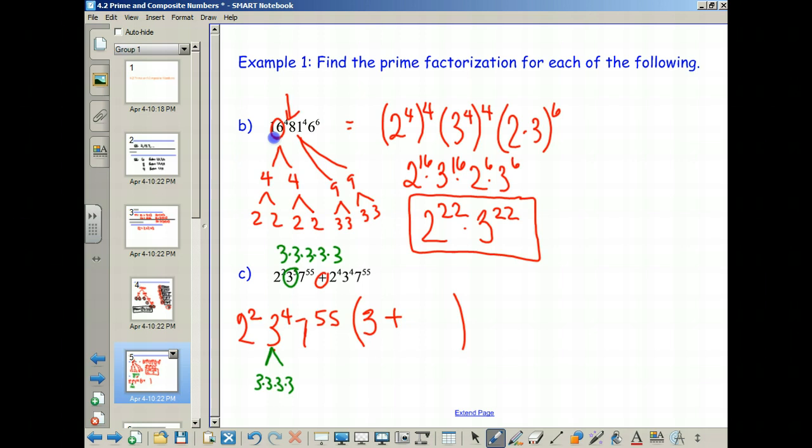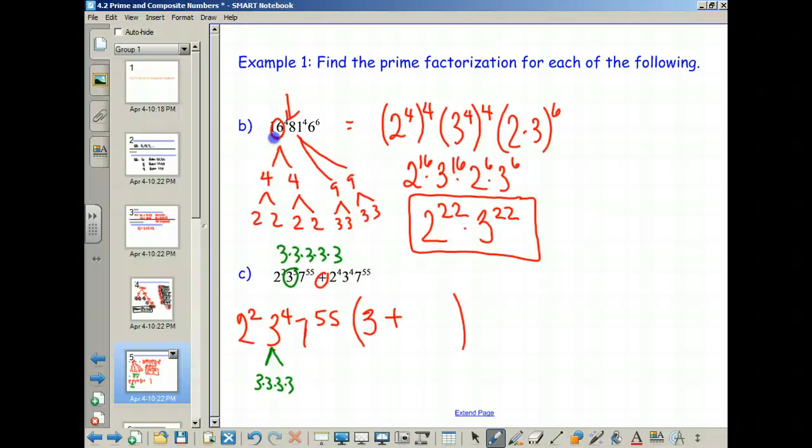I'm looking for what they have in common, and that's all I can pull out in front. Okay, so are we all right? Yeah. Okay, now we're only half done in the sense that I still have another piece inside this parentheses here.